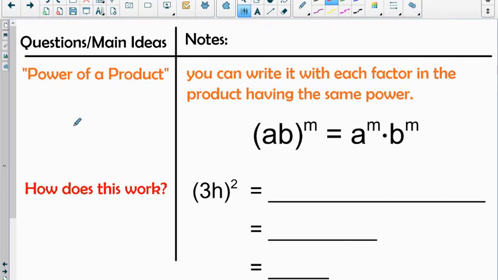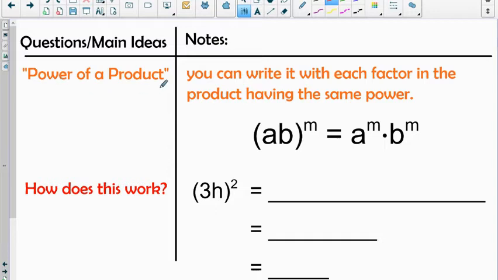All right, let's look at our second product property. This one is called power of a product, which might make you say, wait a minute, we just talked about this. Now it's a little bit different. The last one was product of powers. This is power of a product. So let's talk about what that means.